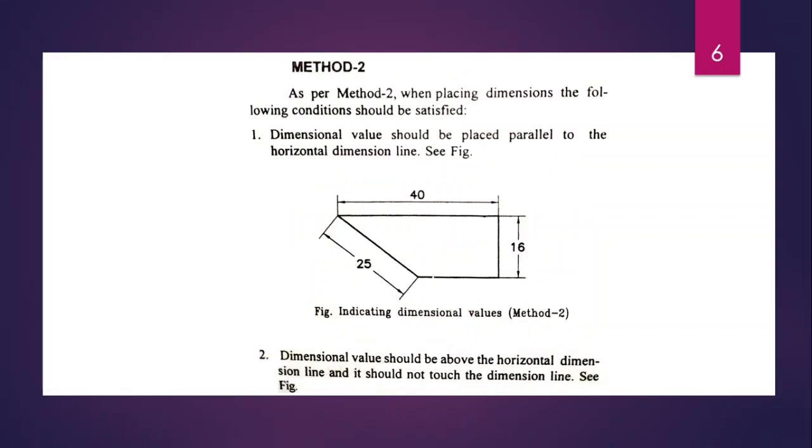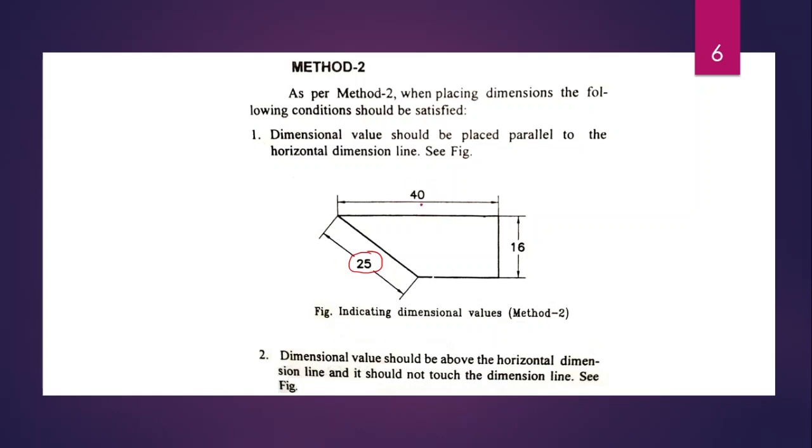And in the second method, all the dimension lines are broken at the middle and the dimension values are always in the horizontal direction. The dimensional values are always printed horizontally, except in the case of horizontal dimensioning. Horizontal dimensioning in this particular method 2 is exactly the same as in method 1.